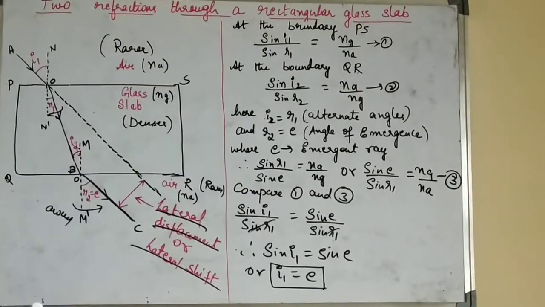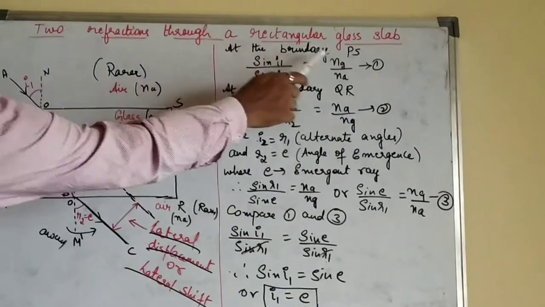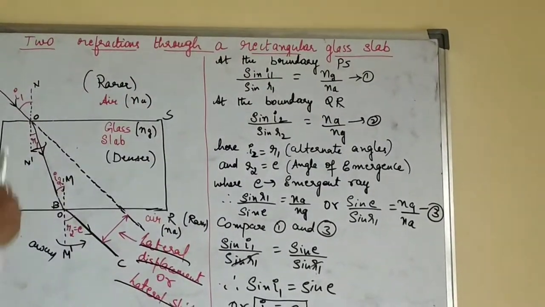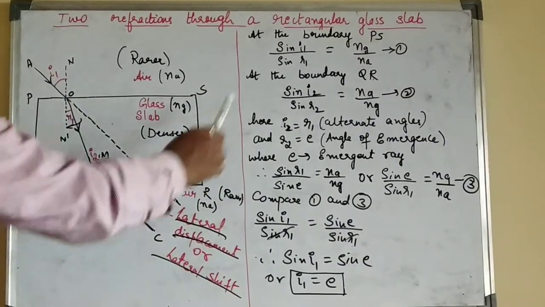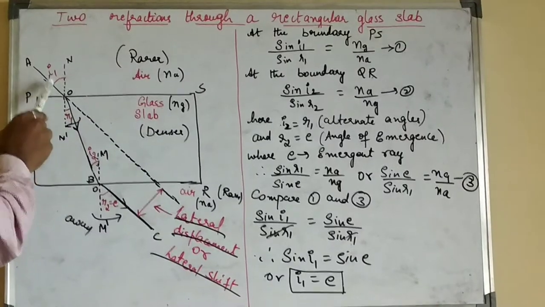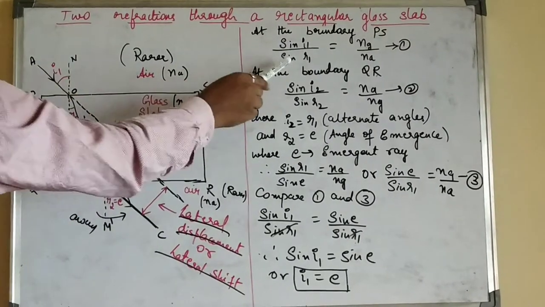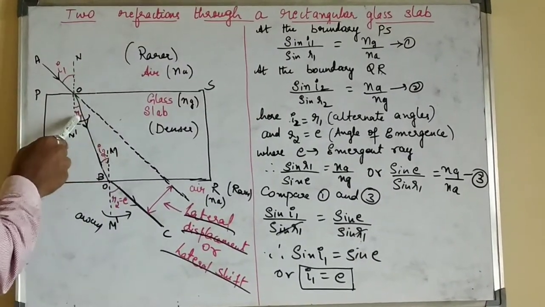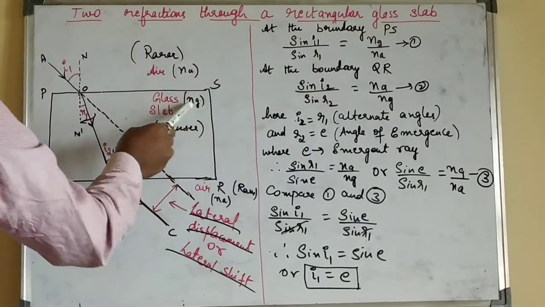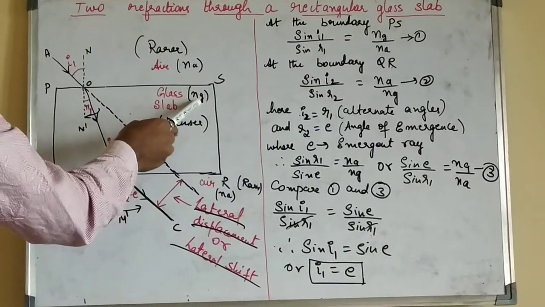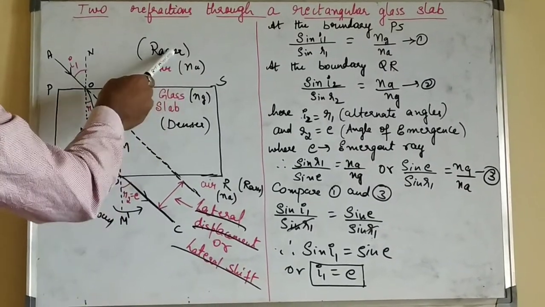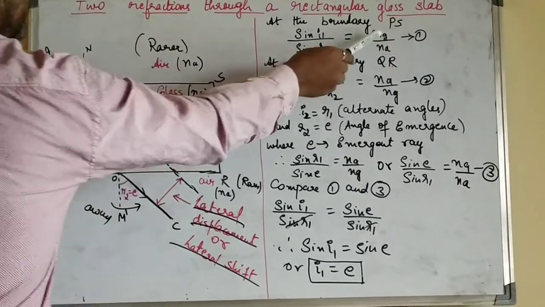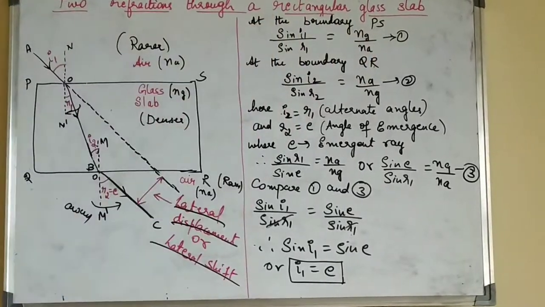Now, see here, at the boundary PS, apply Snell's law. Sine of angle of incidence I1 divided by sine of angle of refraction R1 is equal to second medium, that is glass, NG, divided by first medium, that is NA, that is denser by rarer, that is NG by NA. Call it equation 1.